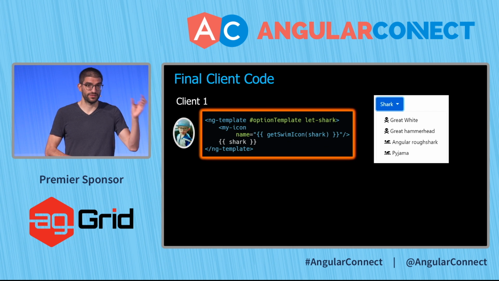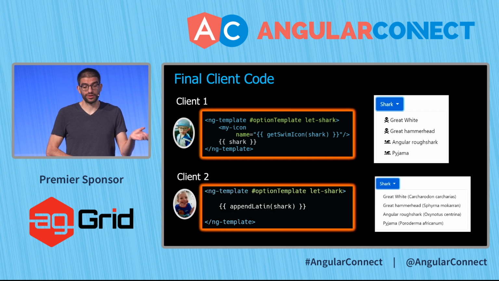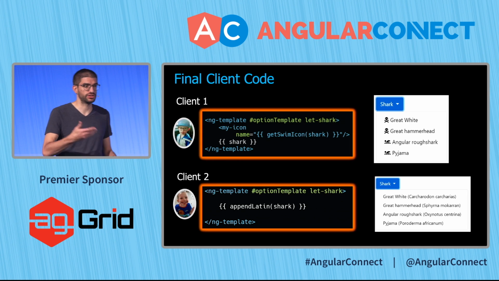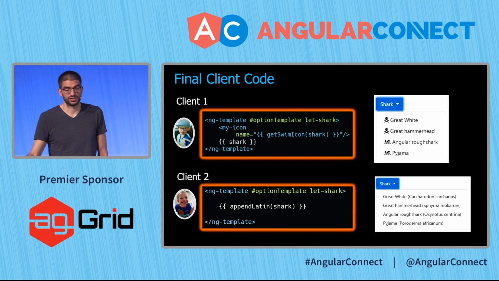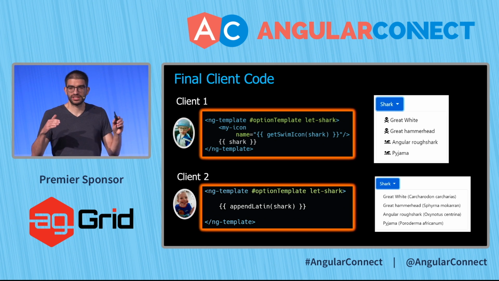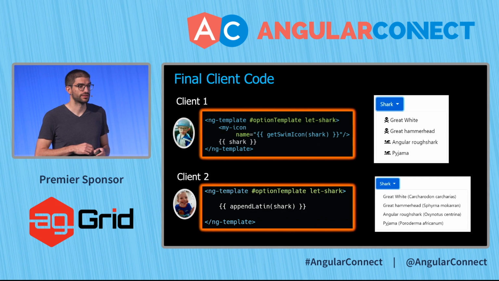And then we look at the client code. So client 1, he's using the icon library, and client 2 just has their append Latin function. So here you can see all that customization has been taken out of our select component and just lives with the individual clients. And their select components are both the way they want them.